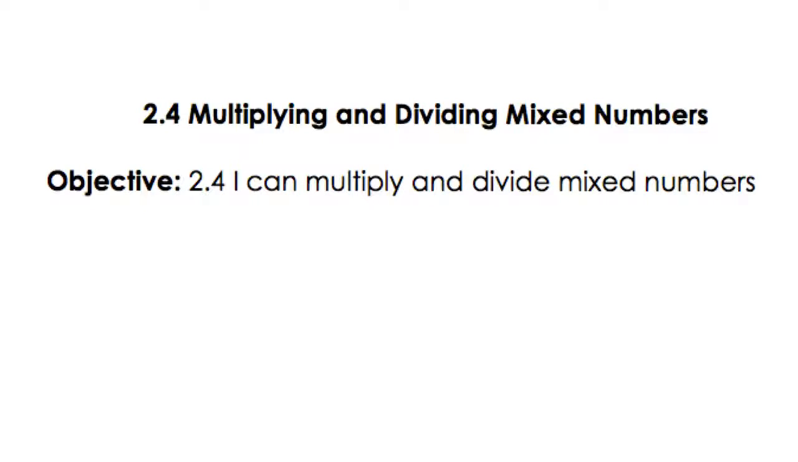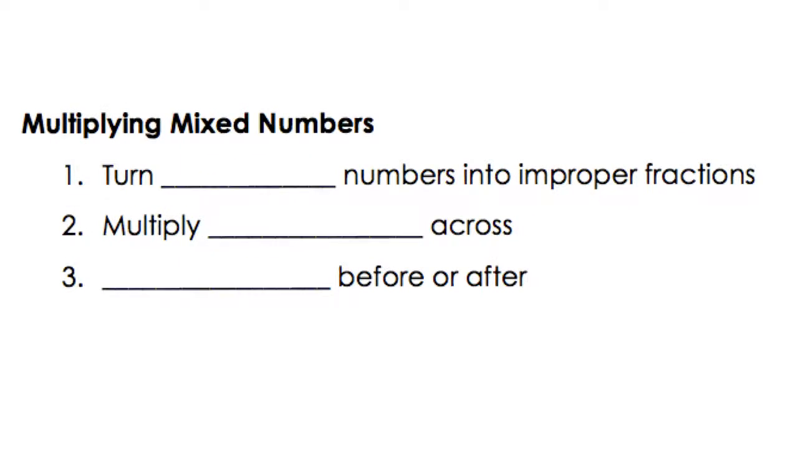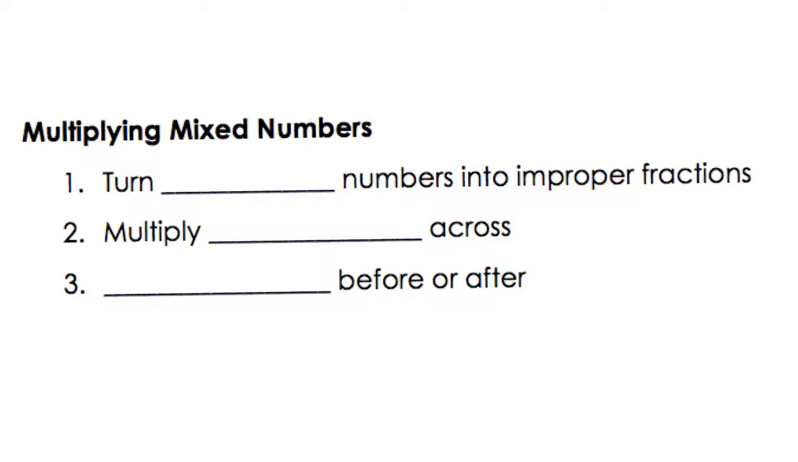The objective for this lesson is 2.4. I can multiply and divide mixed numbers. And we have to fill in the steps. Sorry, it's a little crooked.